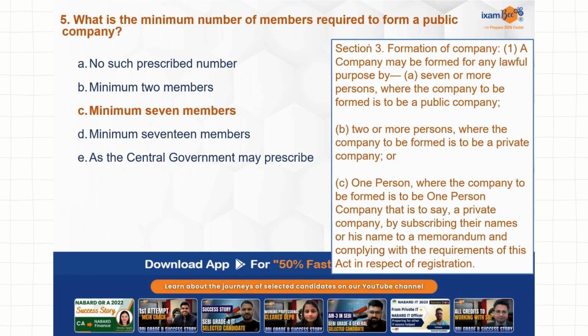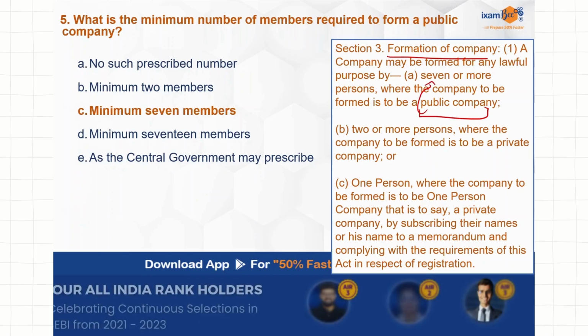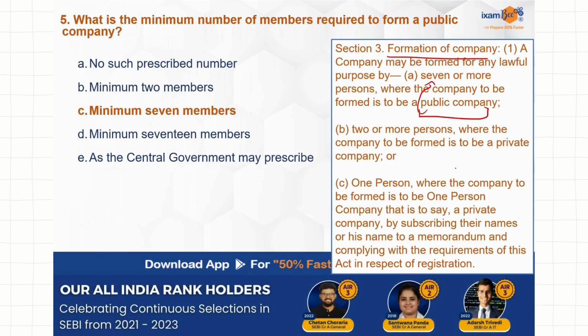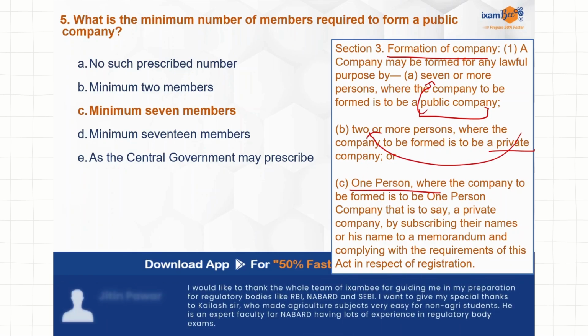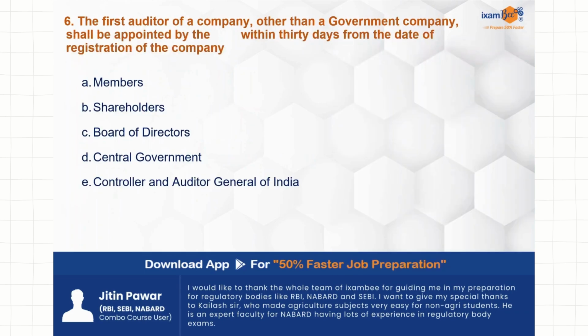So as per section 3 of the Companies Act 2013 related to the formation of a company, if you are forming a public company, then you need at least 7 members. In case of a private company, you need at least 2 members. And in case of a one person company, as the name says it all, only one person is required. So the correct answer here is option C, which is minimum 7 members.